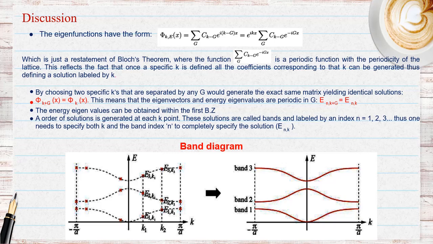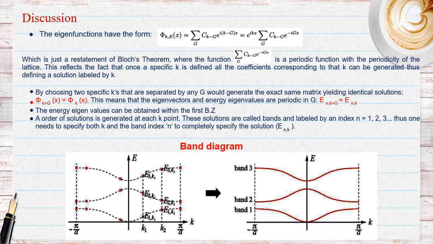The energy eigenvalues can be obtained. We are considering the first Brillouin zone, that is from minus pi by a to plus pi by a, as you can see in this figure. An order of solution is generated at each k point. These solutions are called the bands and are labeled by different indices n equal to 1, 2, 3, etc.